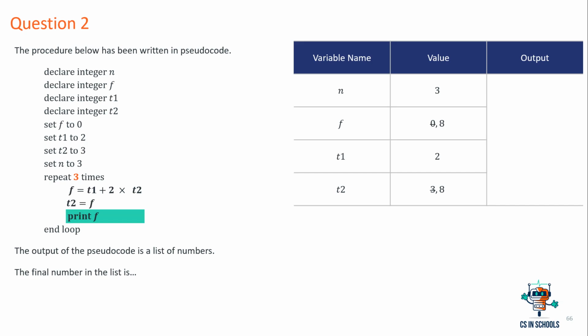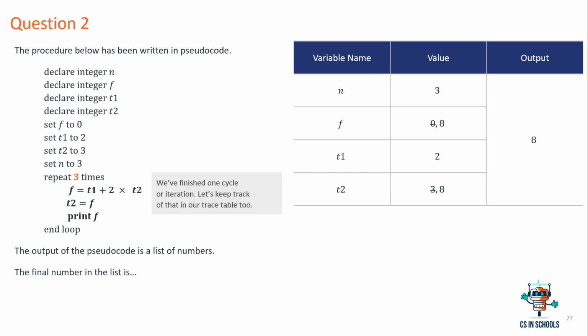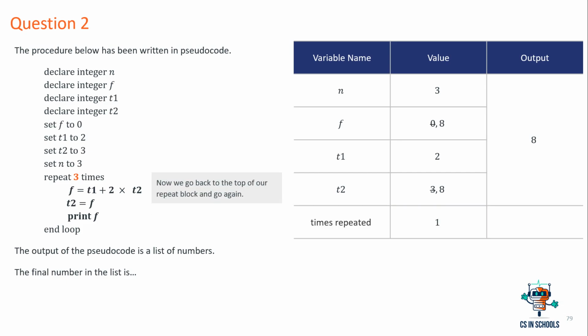The next line of code says print f, and what that means is the print command will display whatever expression follows it on the output. And the expression here is just the variable f. So as before, we look it up, we find its value, substitute it in, and then we put it onto our output display. So at this point, we've finished all of the 3 lines of indented code, and so one cycle of our loop has completed. We're going to just create another row in our trace table to keep track of that. We can now go back to the top of our block and go again.